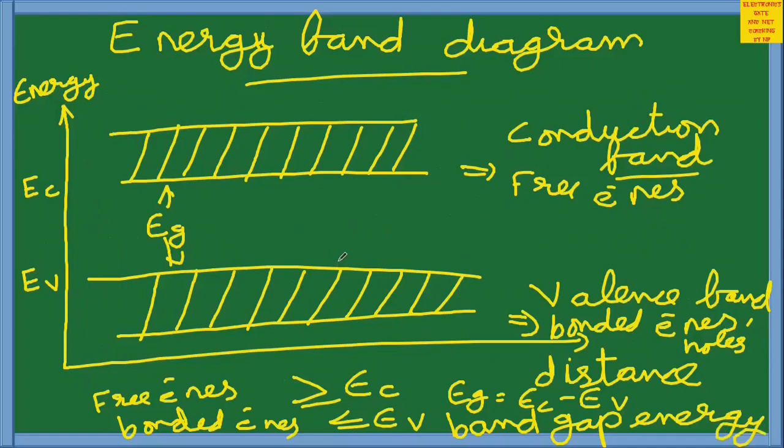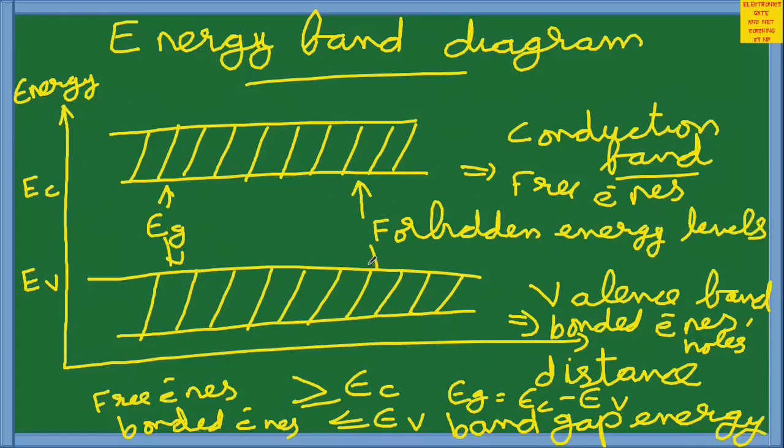Now the probability of finding electrons is 0 in this region between EV and EC. We cannot see an electron in this region, and this region is called the forbidden energy levels region. The probability of finding electrons in this region is 0. So when we consider an energy band diagram, we can see electrons either in the valence band or in the conduction band. The electrons in the conduction band are free electrons and the electrons in the valence band are bonded electrons. And we know only these two types of electrons are present in a semiconductor. And hence logically also we can say there are no electrons in this region between EC and EV.